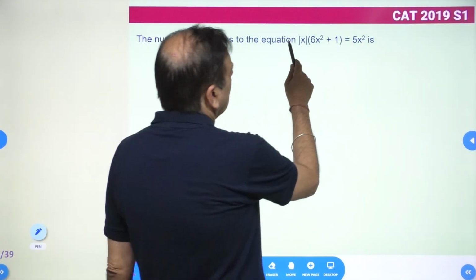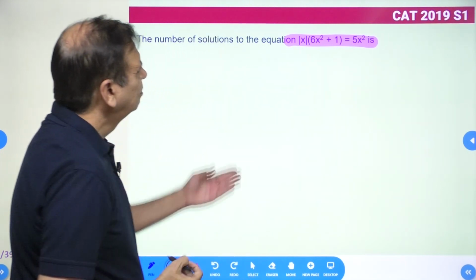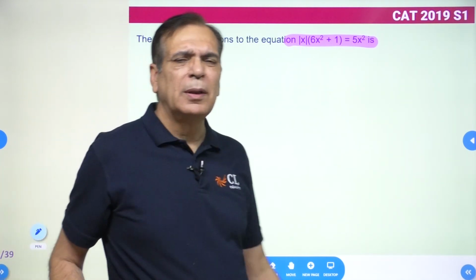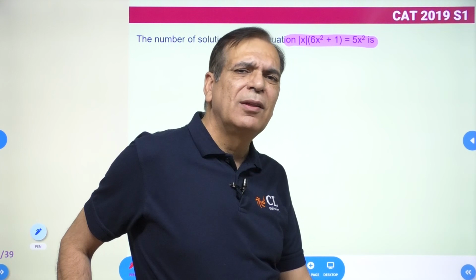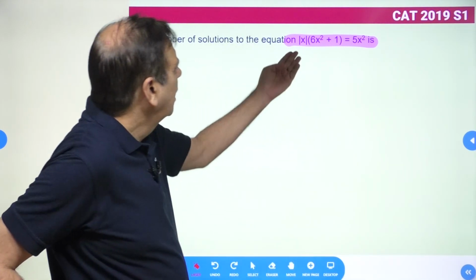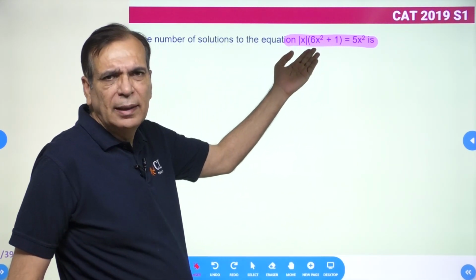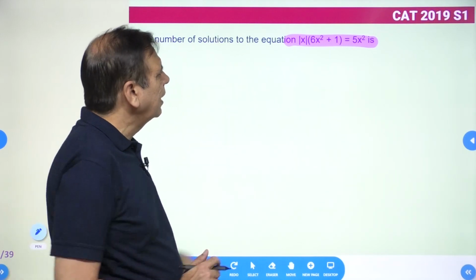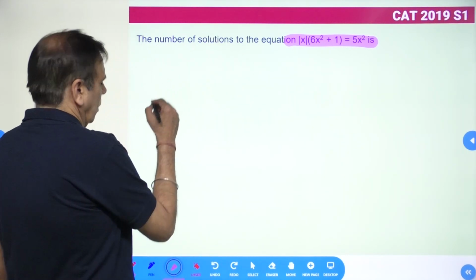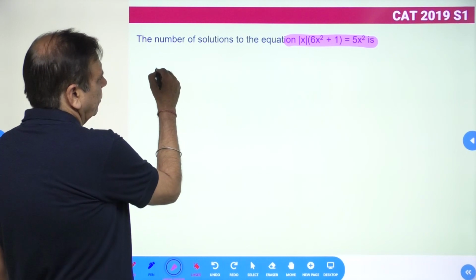The number of solutions of this equation are how many? Mod देखते हैं, you know, दो equations तो बन जाएंगी. You can very clearly see that there will be two equations. Why? x greater than or equal to 0 and x less than 0. So straight away we can say two equations are possible. So let's look at the first case.